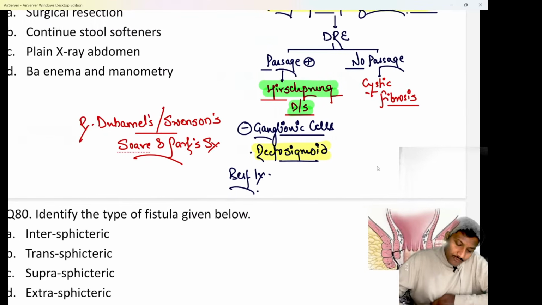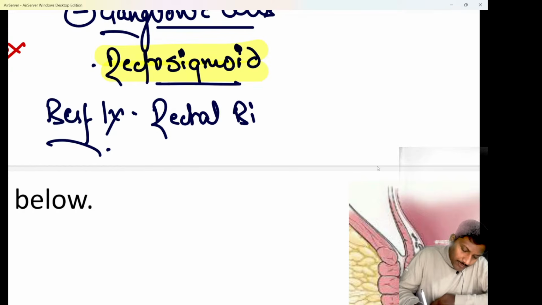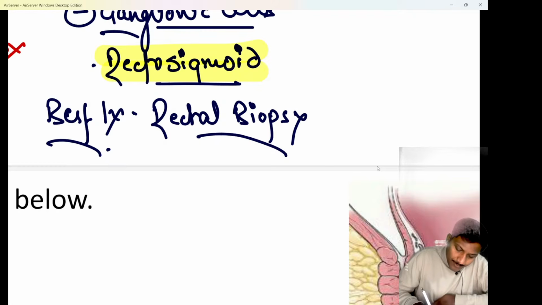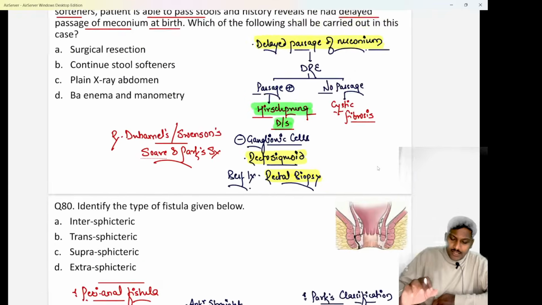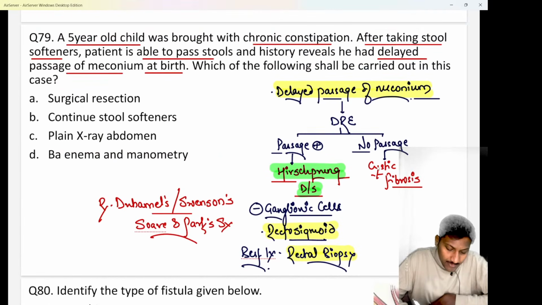We know in cases of Hirschsprung's disease, the best investigation is a rectal biopsy. When you do a rectal biopsy, obviously that is going to confirm the diagnosis. It will tell you whether the ganglionic cells are present or absent. Rectal biopsy is the best investigation. But apart from that, you can even do a barium enema. If you want to know the extent of disease, you have to go for a barium enema.